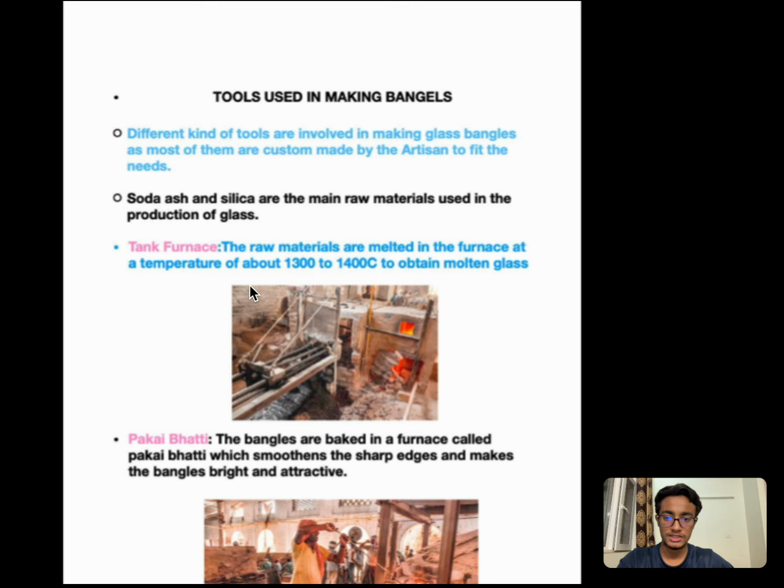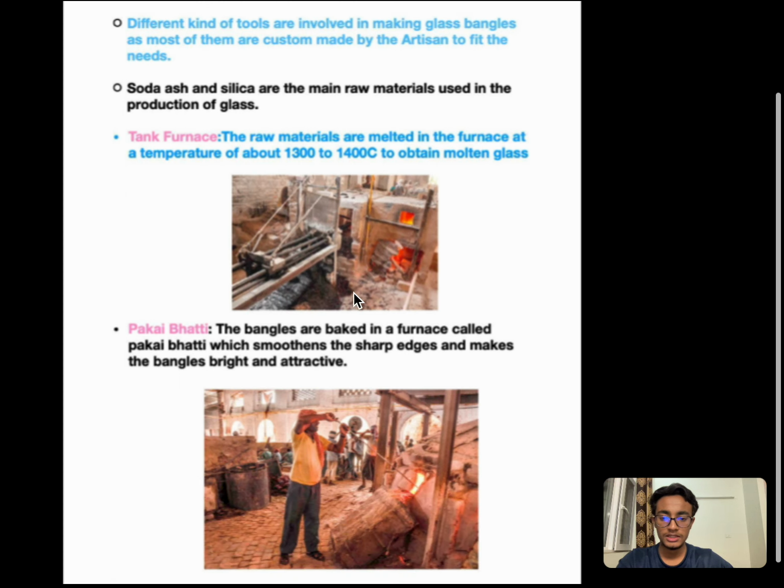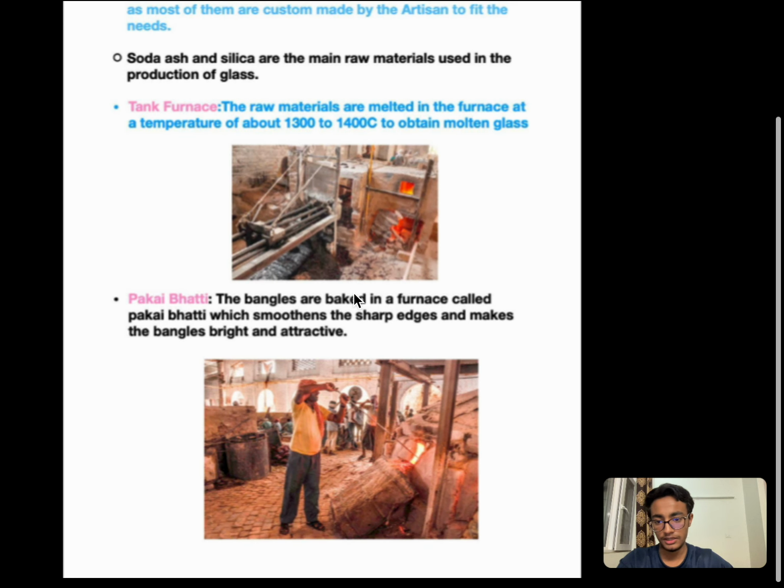Then the tank furnace. The raw materials are melted in the tank furnace at a temperature of about 1300 degrees Celsius to 1400 degrees Celsius. Then pakai bhatti. The bangles are baked in a furnace called pakai bhatti, which smoothens the sharp edges and makes the bangles bright and attractive.